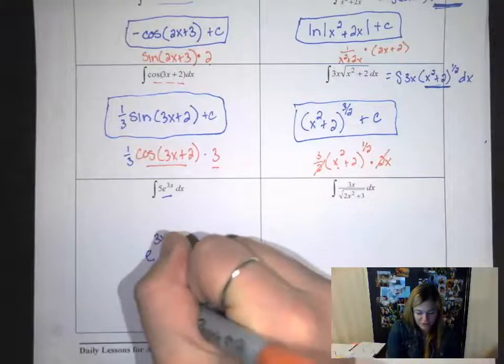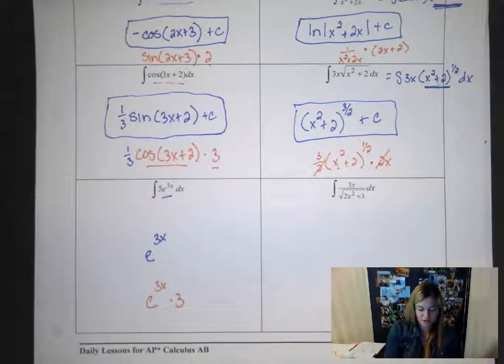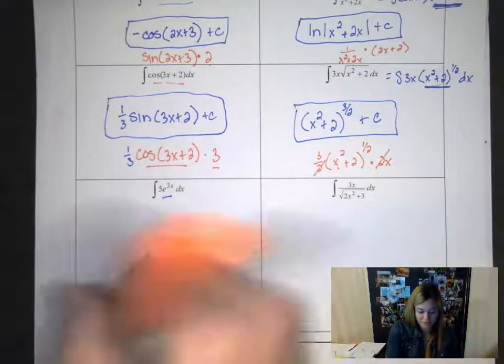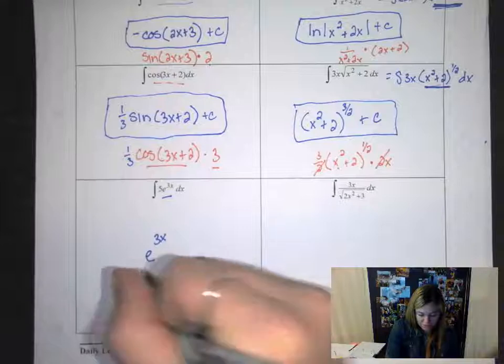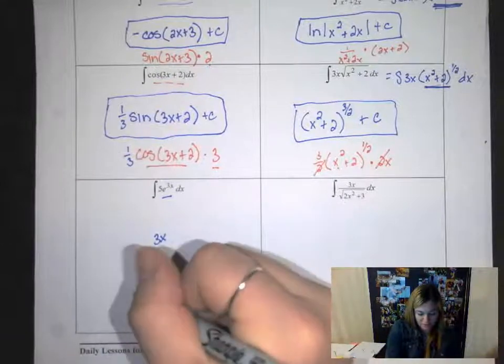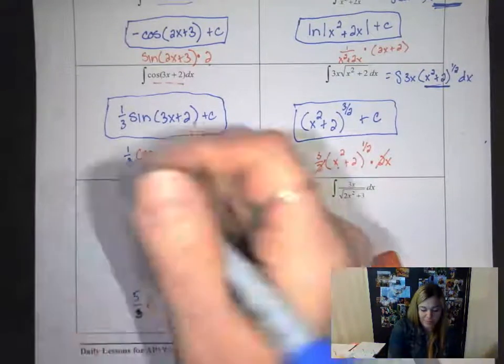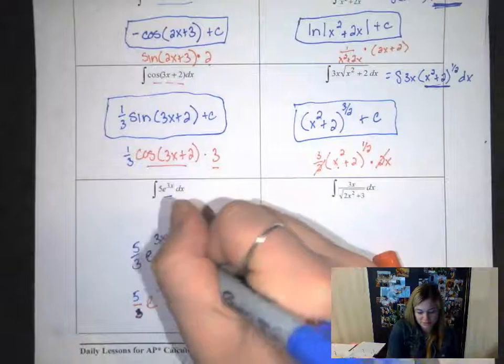E to the 3x times 3. This one has a 5, this one has a 3. So I need to get rid of the 3. Divide by 3. Multiply by 5. So here I'm going to have 5/3 e to the 3x plus c.